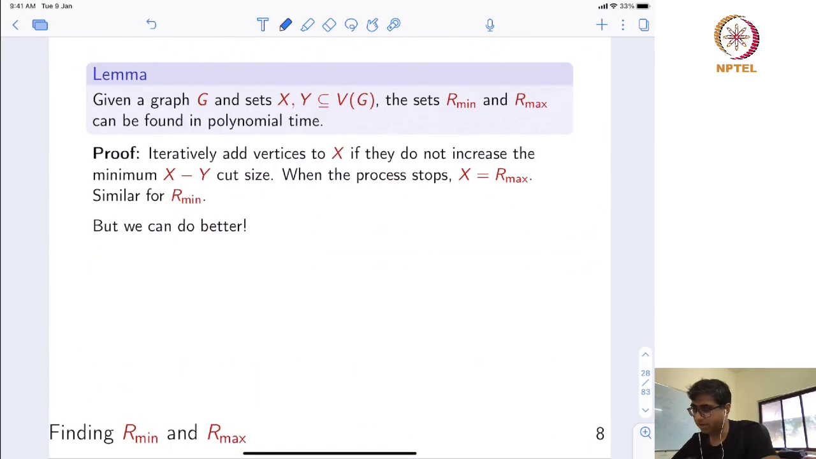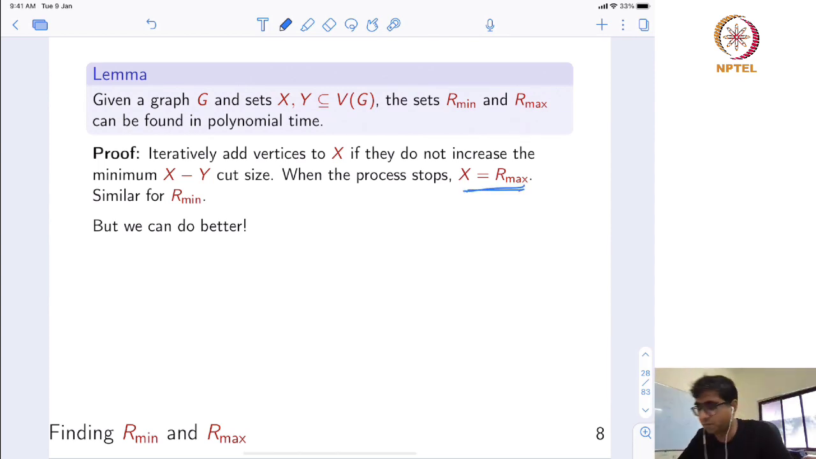We'll talk about R min later. R min is the smallest set that has this property, in the sense that it is part of every R that has the property. Okay. So first we will talk about R max.